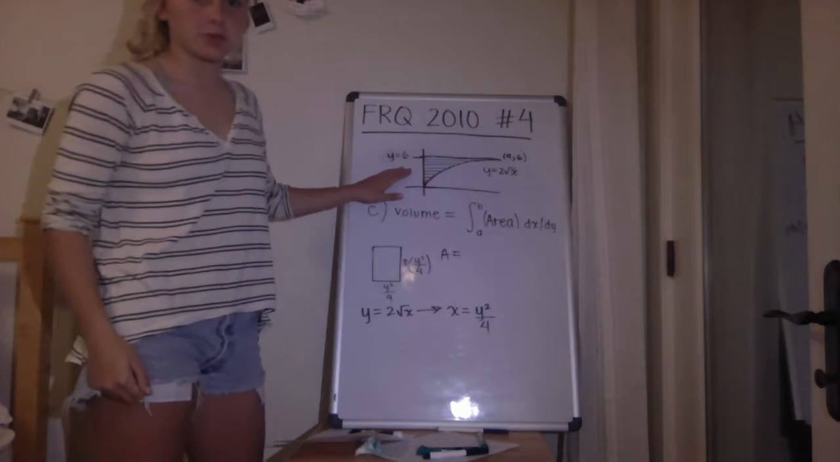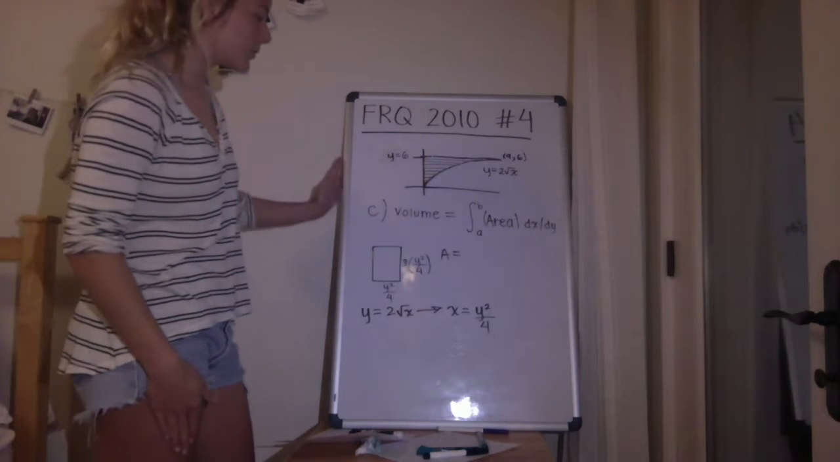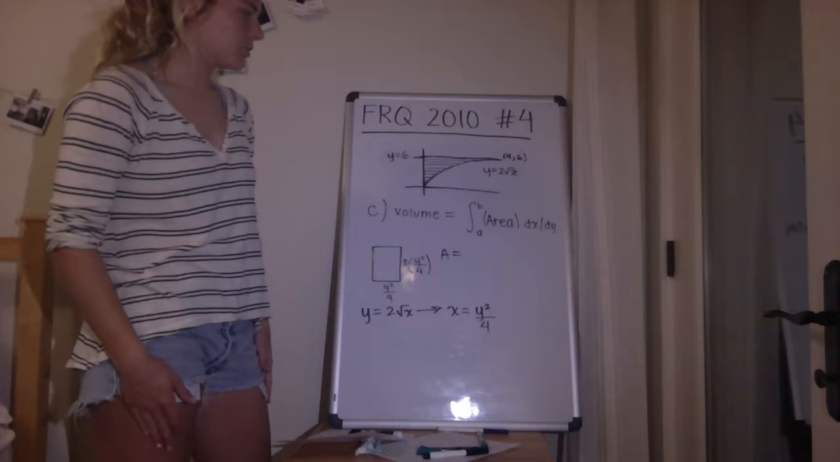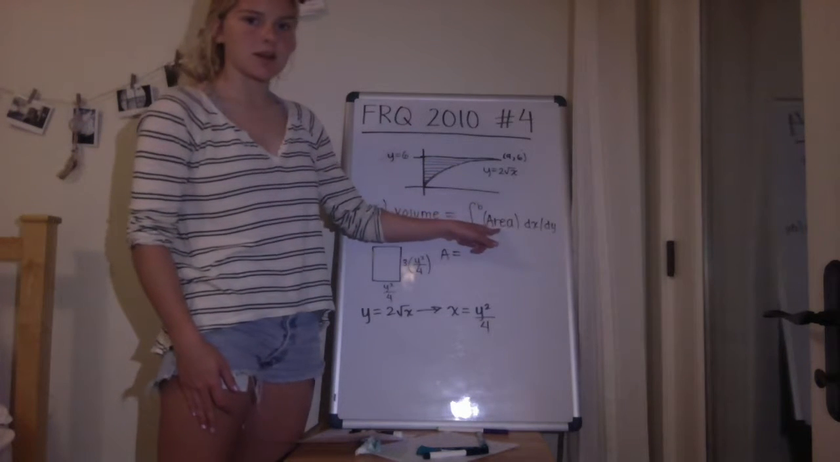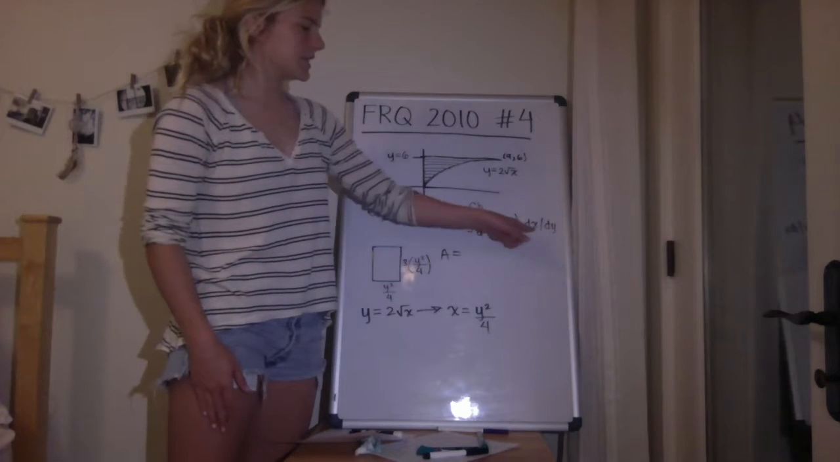So it's a little bit hard to imagine, but the formula for volume is equal to the integral from a to b of the area of the cross-section, dx or dy.